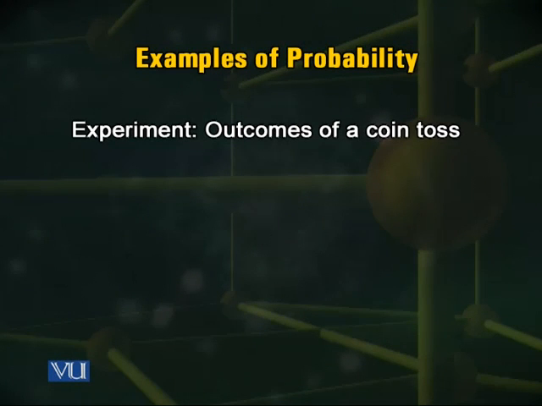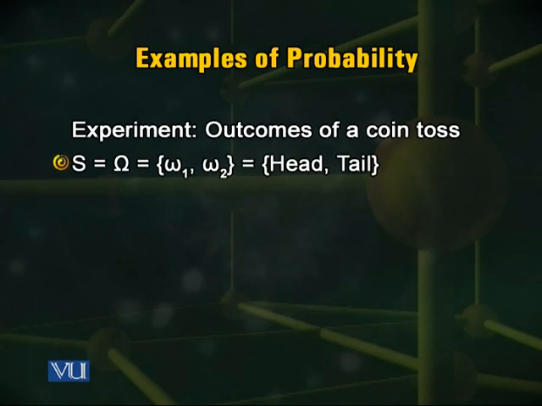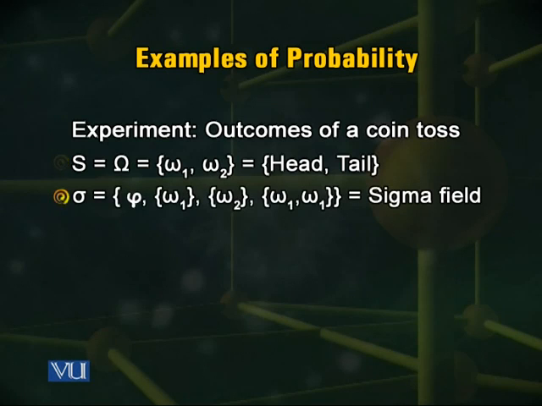This is an unpredictable event, as we all know, and the two possible outcomes are head or tail. So the sample space has just two elements, head and tail. So let's call these outcomes omega 1 and omega 2. Then the sample space, capital omega or S, has just two elements, omega 1 and omega 2, and its sigma field, or all possible subsets, contains four elements: the empty set, omega 1, omega 2, and the whole sample space omega, 1 and omega 2 combined.